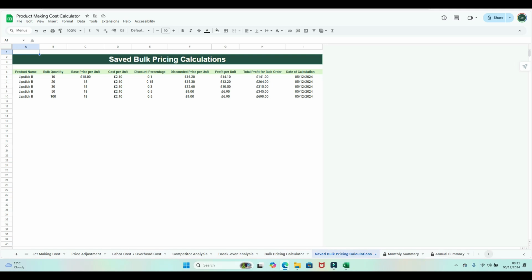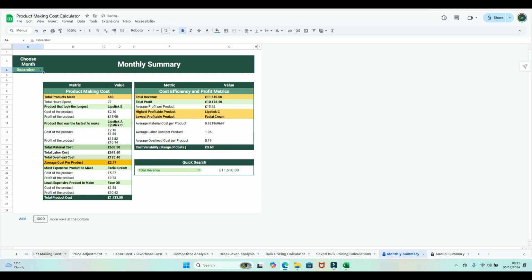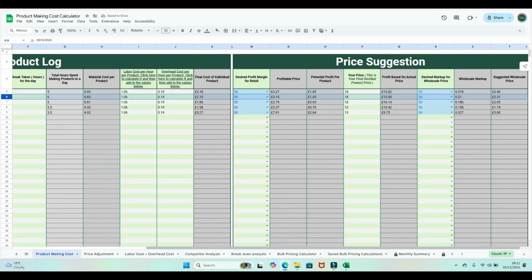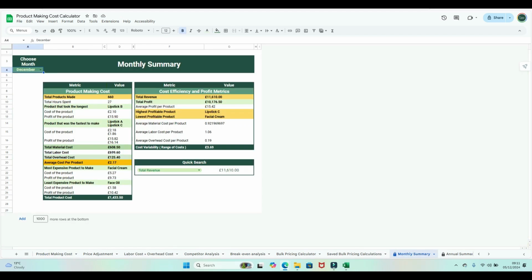Okay, next one. So monthly summary. The monthly summary, you choose a month that you want to see your data for. Now, we do not have data for October. We do not have data for November, but we do have data for December. You can double check this here. Everything is in December. So you will have everything appear for December.